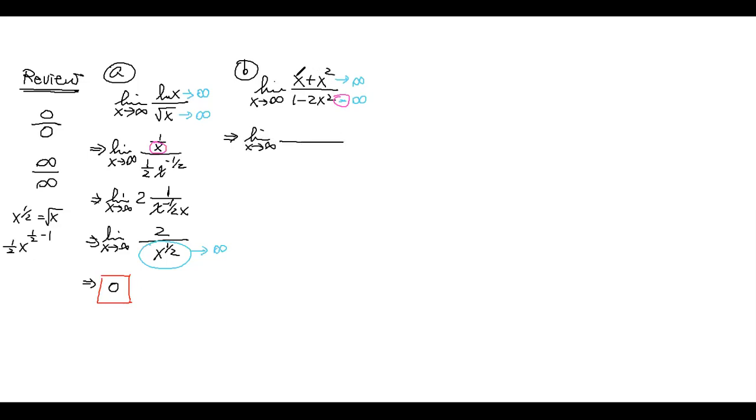So what is the derivative on the top? It is 1 plus 2x, right? Then the denominator: 1 is a constant, so its derivative becomes 0, so this is negative 4x. Now you plug in the infinity over infinity. Oh boy, here are the infinities again. So this is still negative infinity.